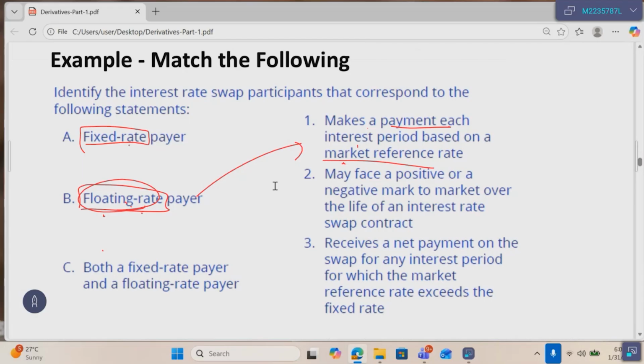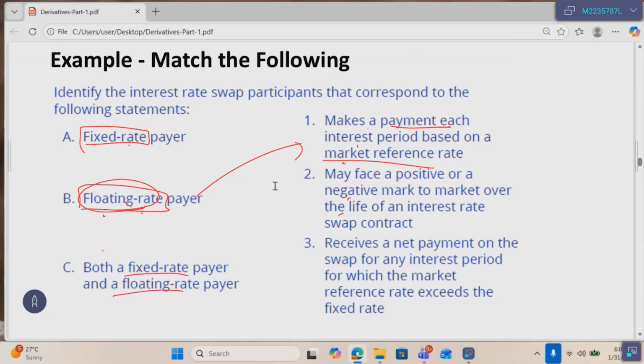May face a positive or negative mark to market over the life of an interest rate swap. Both. Now we have fixed rate and floating. You know there are two parties. One is paying fixed and receiving floating, and the other fellow is paying the floating rate and receiving fixed. So both of them may face a positive or negative mark to market over the life of an interest rate swap contract, or do they receive a net payment on the swap for any interest period when the market reference rate exceeds the fixed rate?